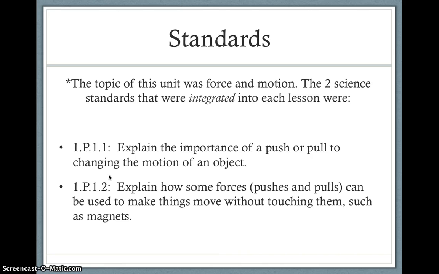The two standards that went along with this on the Stanley County Schools Pacing Guide were with force and motion. The first one was what is a push, what is a pull, and how do you apply these to everyday usage. The next standard was how do you apply those pushes and pull forces to make things move without touching them. So you'll get to see how I use these in each subject and each lesson within these 2 weeks in this POL unit.